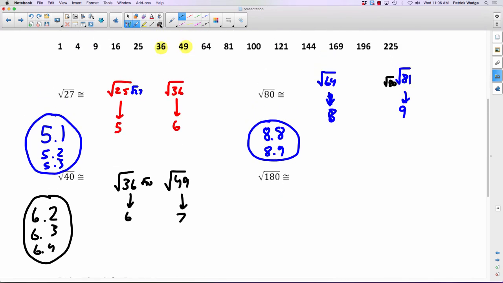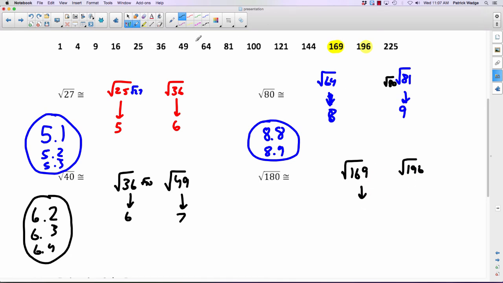All right, last one of these ones. Square root of 180. Where does that fall? Bigger than this, bigger than this, bigger than this. Oh, smaller than that. So somewhere between 169 and 196. So we know the square root of 169. We know the square root of 196. Well, you might not, but there.